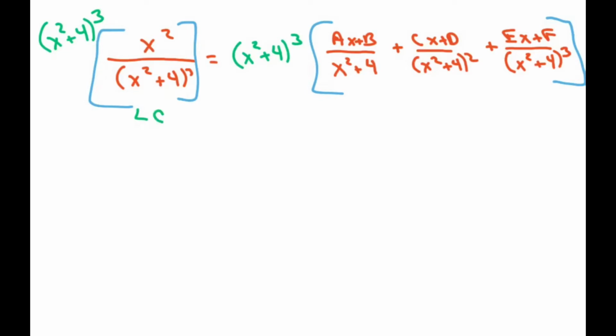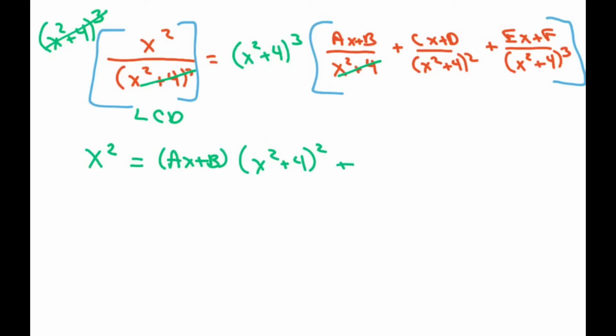The first thing we want to do is clear the fractions by multiplying each side by our least common denominator. So this will cancel and you get x squared. Then we have ax plus b. This will cancel with 1, but we're still left with x squared plus 4 squared. Two of these cancel, so you're left with cx plus d times one of these quantities, and then this whole thing cancels. So you get plus ex plus f. Alright, and the thing we have to do is distribute here. We want to match everything up, so we have to distribute that.